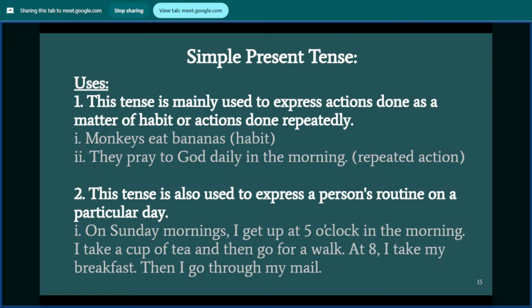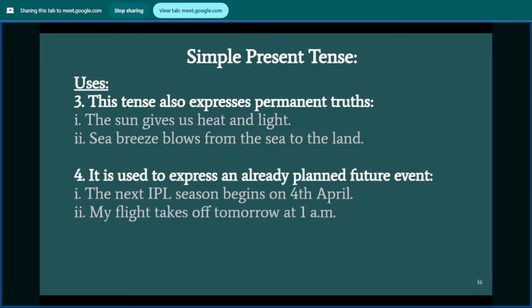परमनंट ट्रूथ सायंटिफिक फॅक्ट्ससाठी आपण यूज करतो, रिपीटेड ॲक्शन्स आणि हॅबिच्युअल ॲक्शन्ससाठी यूज करतो, आणि एखाद्या पर्सनचं रुटीन सांगण्यासाठी आपण यूज करतो. ठीक आहे. These are the main rules that you need to know for simple present tense.